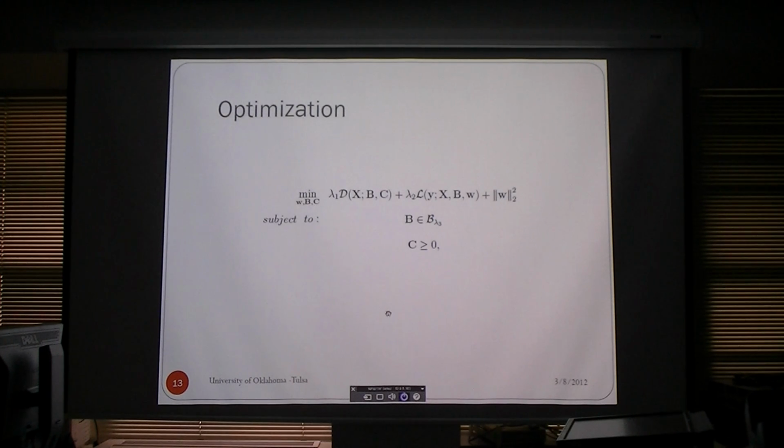And our optimization problem will have the generative term plus the discriminative term, and this norm of W to have a big margin, and we can apply two types of constraint on the B, one of them is box sparsity, and the other is group sparsity. And as I said, we assume that all of the coefficients in C must be bigger than 0.